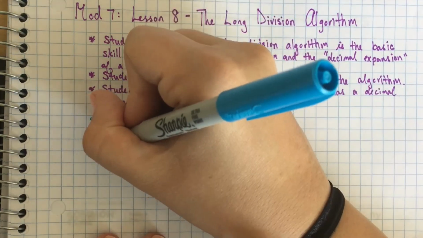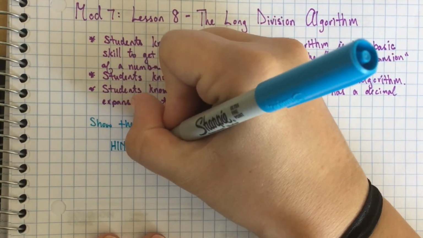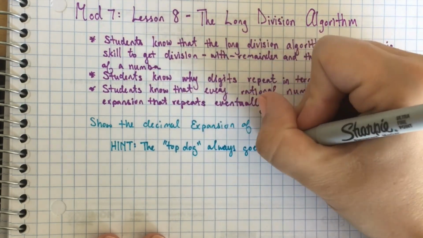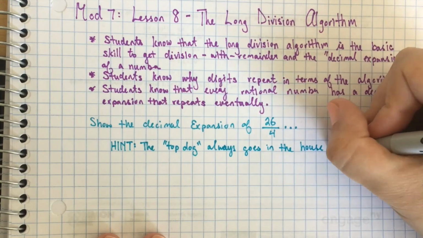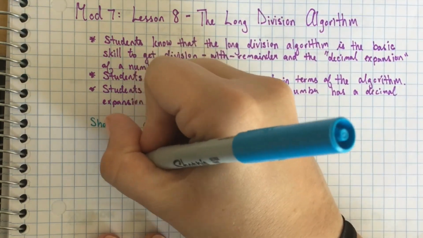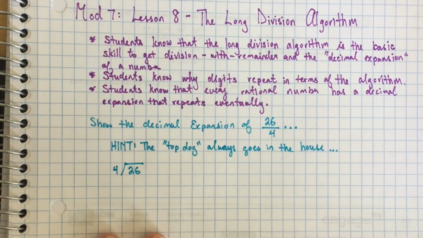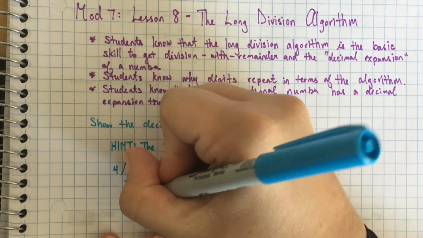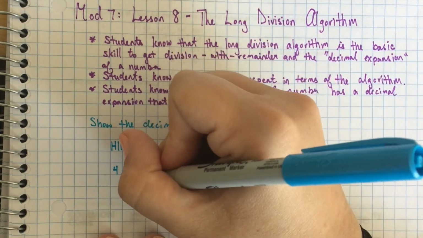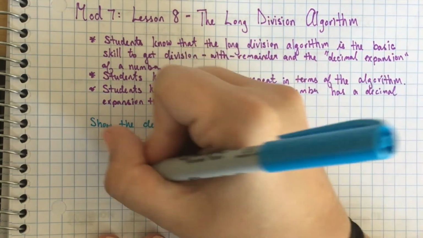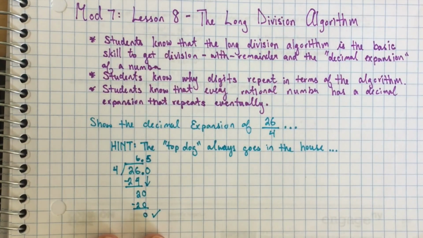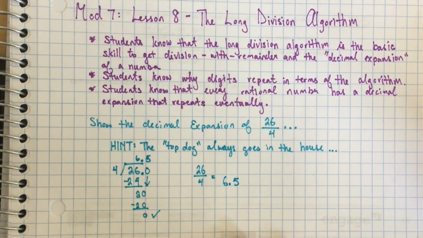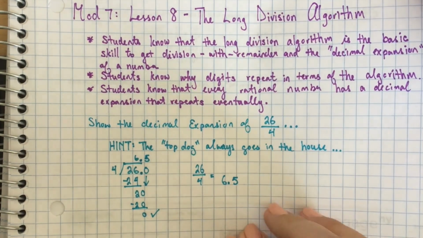So a hint that we know to turn a fraction into a long division problem is that the top dog always goes inside the house. I don't know if you've ever heard that saying, but if you have a larger dog as opposed to a smaller dog, it usually gets to choose its place in the doghouse. So the top dog always goes in the house. 26 goes inside that division symbol. So 4 into 26 is approximately 6. Times 4 is 24. Do my subtraction and add my decimal to bring down a 0. 4 goes into 20 5 times, and I get a decimal approximation of 6.5.